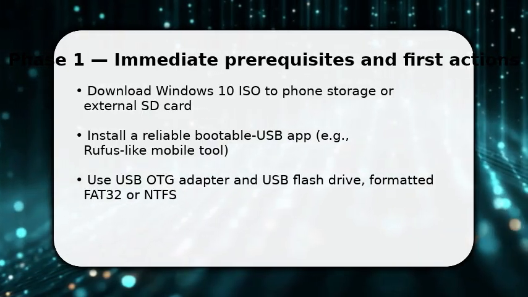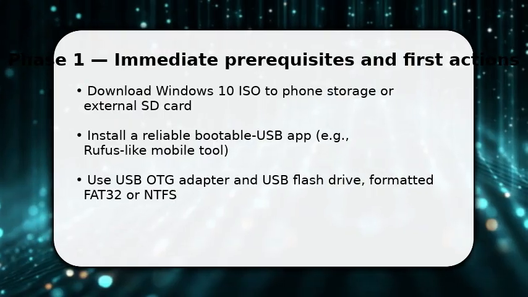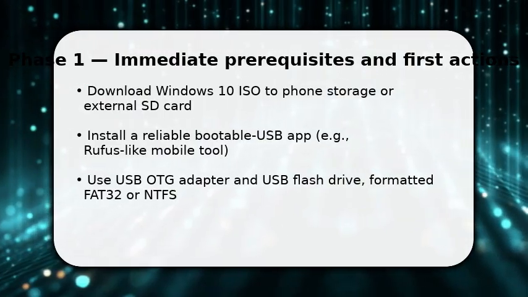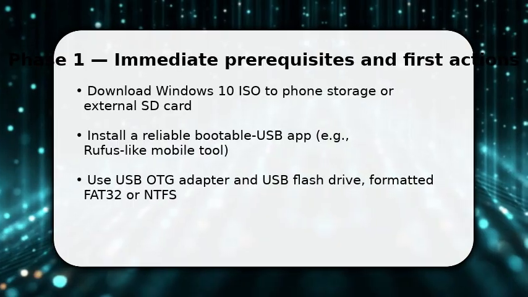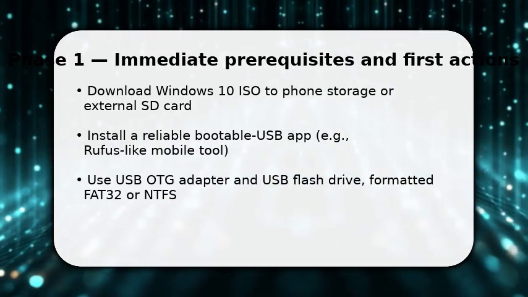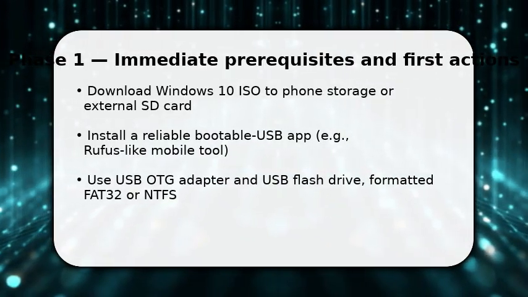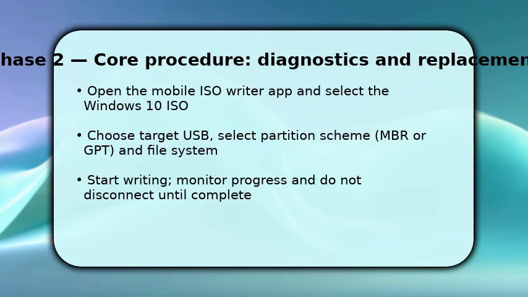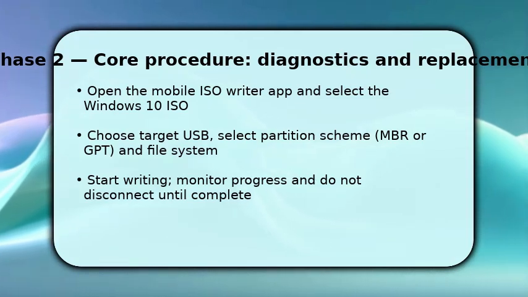Connect your phone to an OTG adapter and plug in the USB stick. Verify storage and format type, because FAT32 versus NTFS affects UEFI compatibility and maximum file size. You now execute the image writing step and watch why each option matters.